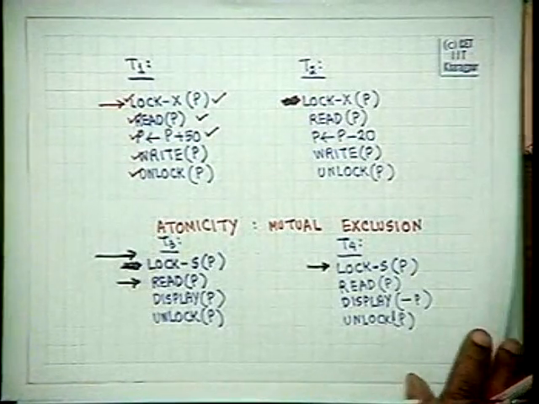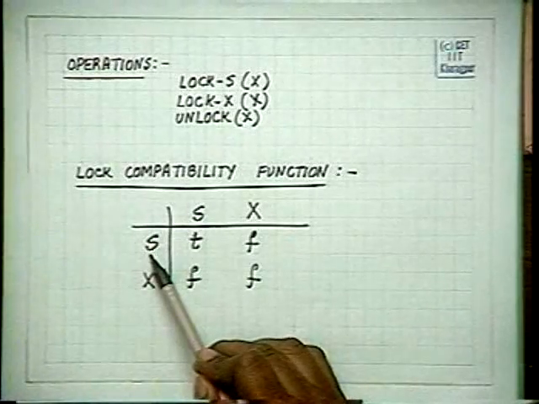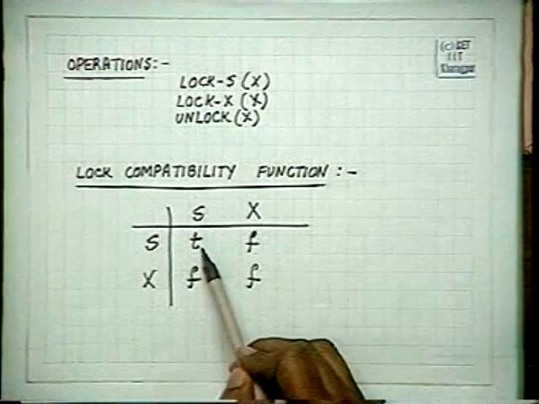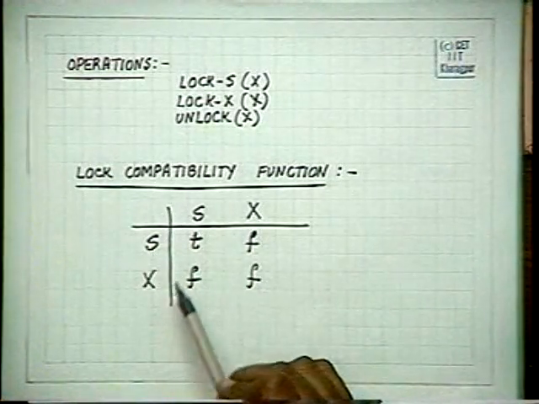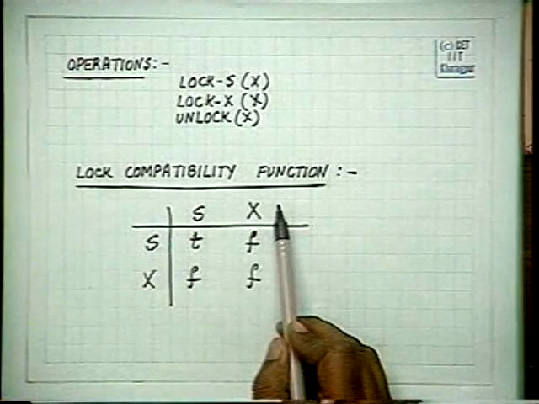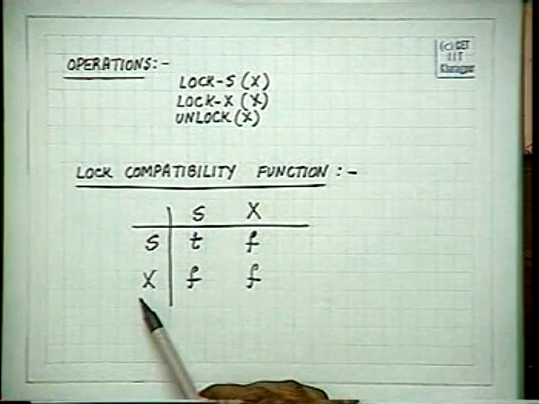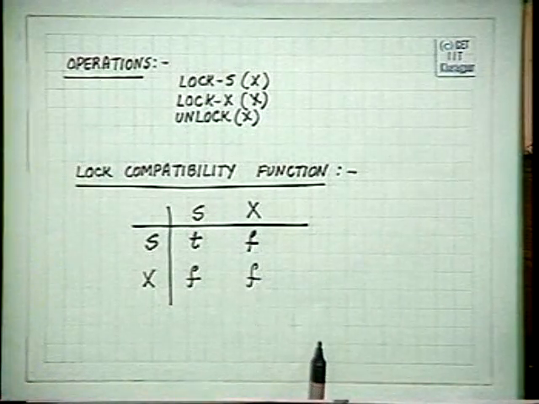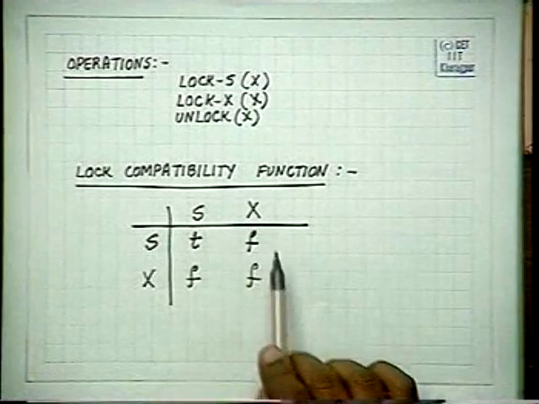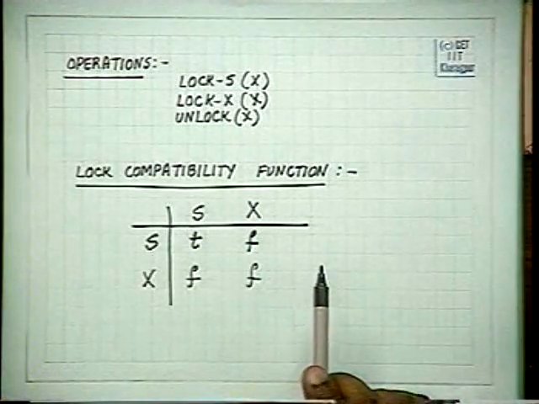So, based on this locking protocol, we have got the following lock compatibility function. If somebody has acquired a lock in shared mode, another person can acquire a lock in shared mode, true. But anything else is not allowed. That is, if somebody takes in shared mode, nobody can take in exclusive mode. And if somebody has taken in exclusive mode, then nobody can take either in shared mode or exclusive mode. So, this is what is called the lock compatibility function.